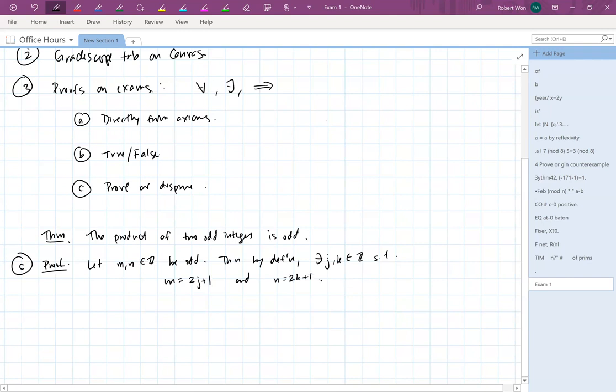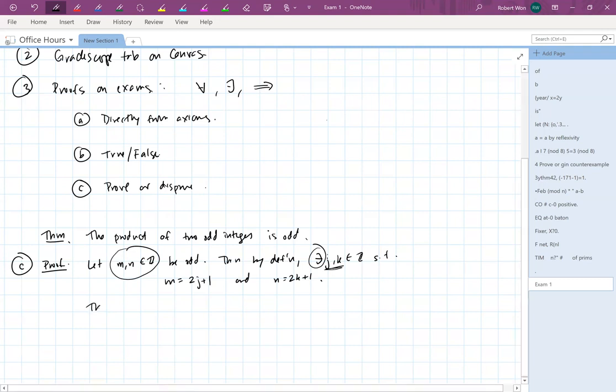Okay, so importantly, every variable that you ever introduce needs to be quantified, right? So here I've said that m and n are some fixed odd integers, and then I've said that there exist, and I'm allowed to use a symbol, two integers j and k. So now I've quantified those such that m equals 2j plus 1 and n equals 2k plus 1.